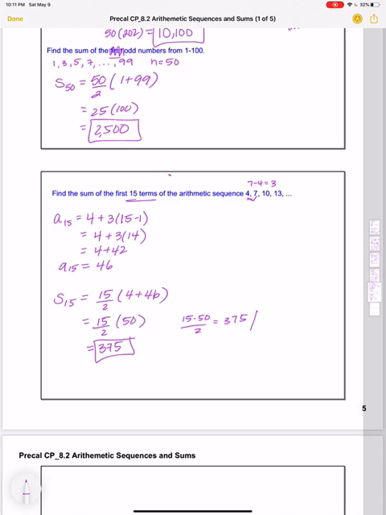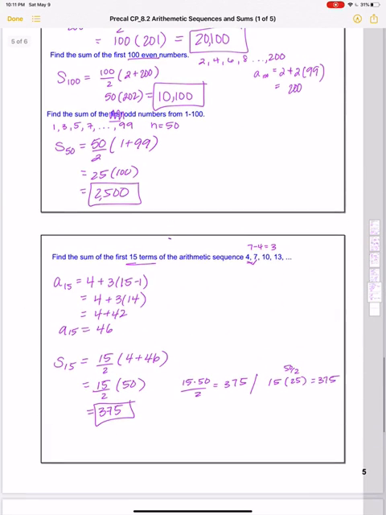Or you can do 15 times 25 because 50 divided by 2 is 25. And 15 times 25 is 375. All of those ways work. So 375, and I believe that is it. Good job, guys.